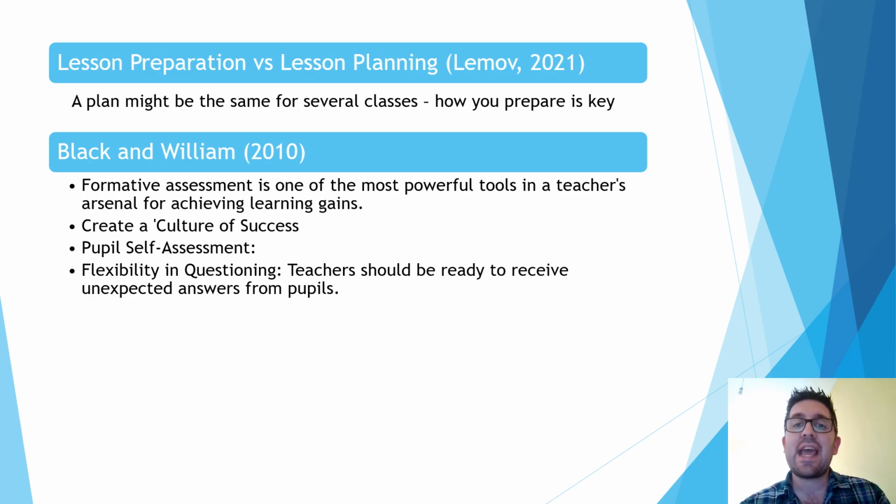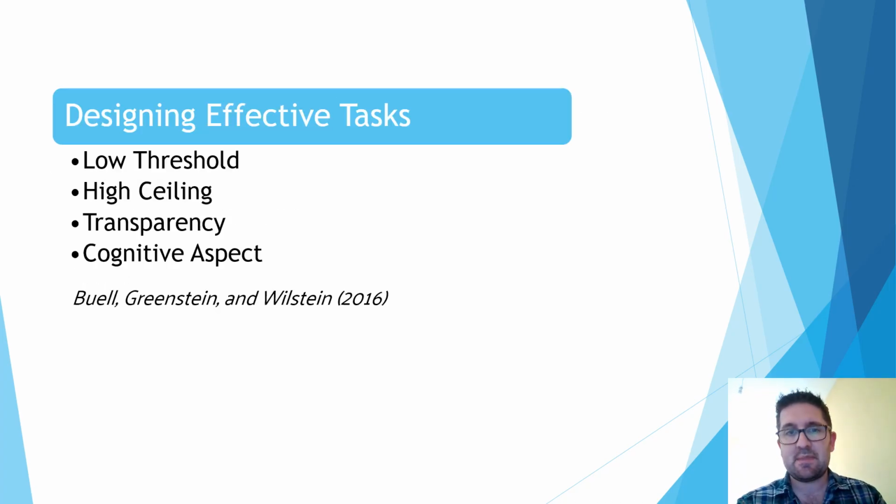That assessment is key to identifying what our pupils know, particularly formative assessment. Black and Wiliam identified this as one of the most powerful tools the teacher has. They suggest three key strategies. Firstly, building a culture of success, where feedback is focused on improvement rather than competition. Secondly, promoting pupil self-assessment so they understand their own learning journey. And finally, designing tasks and questions that allow students to show their understanding while being open to unexpected answers.